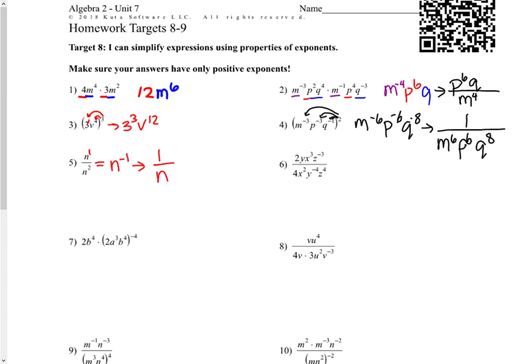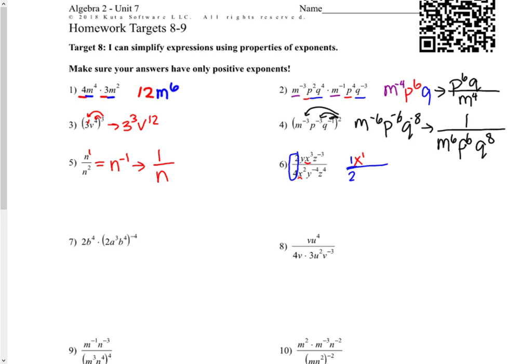On 6, I have division. I've got a little more going on down here, so I'm going to look at one thing at a time. So I'm going to start with my numbers. I have 2 divided by 4. I know that simplifies to 1/2. I have x cubed over x squared. Subtracting those exponents, I end up with x to the first. Remember, when you subtract, it always ends up in your numerator unless it's negative and you have to move it to the denominator.